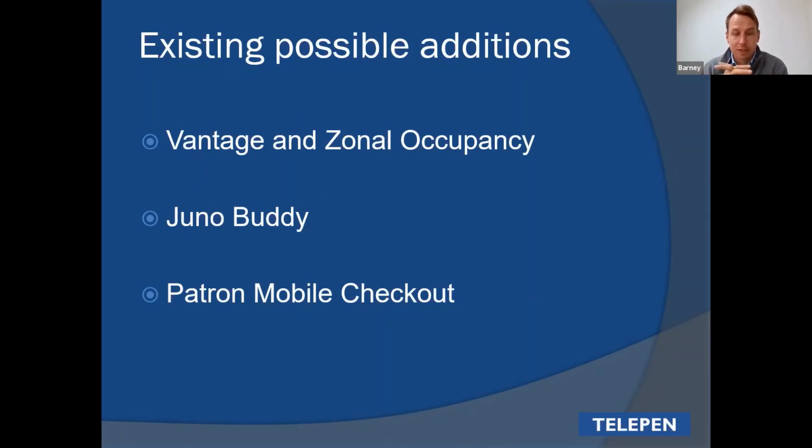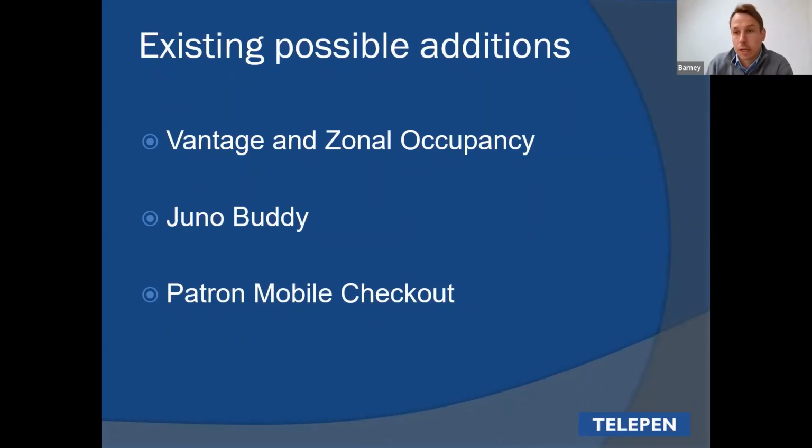And then Vantage infographics enables you to advertise via your website exactly the occupancy levels of your library or your zones. So that may be of use to your students, who can then look on the website and see very quickly how busy the library is before they decide to go.